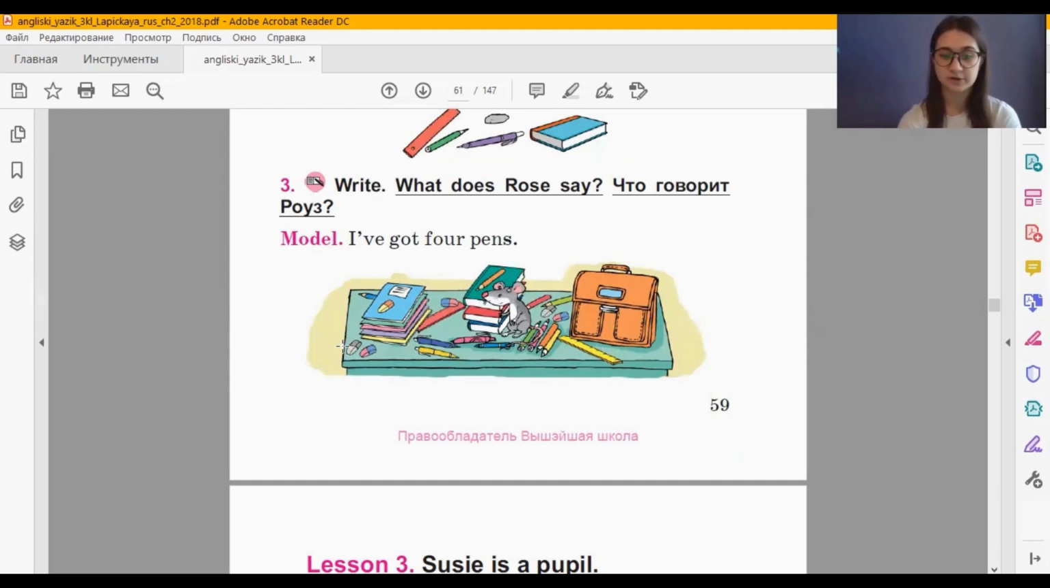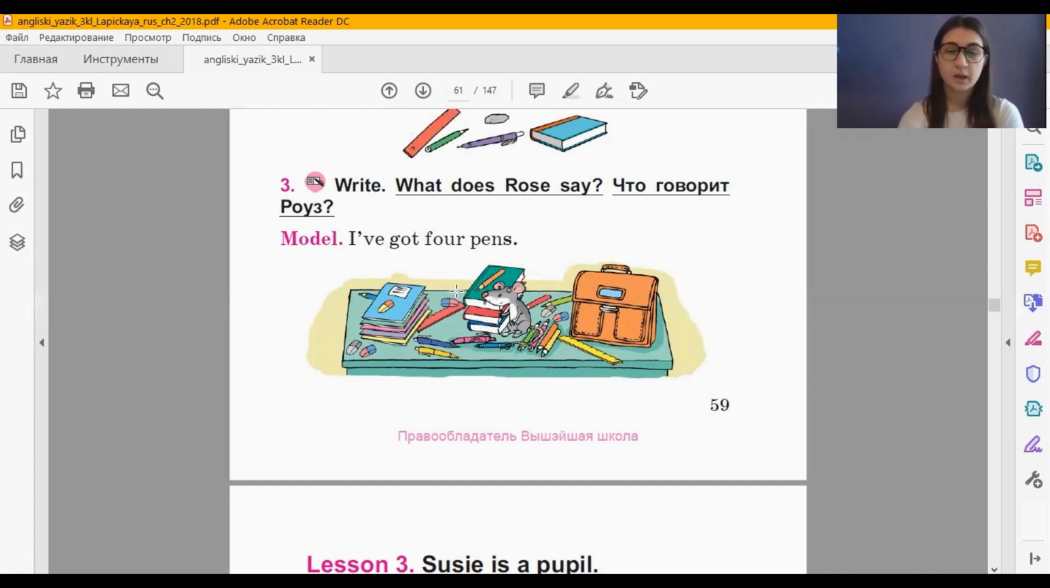How many rubbers has Rosie got? Let's count. 1, 2, 3, 4, 5, 6. I have got 6 rubbers. Good job, my dear friends. How many books has Rosie got? 1, 2, 3. Rosie says, I have got 3 books. Right you are, my dear friends.